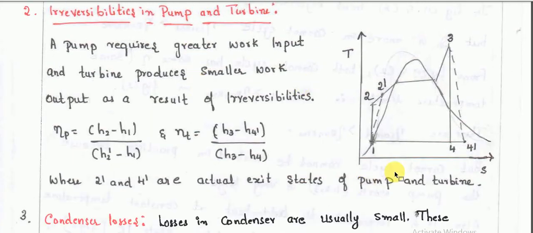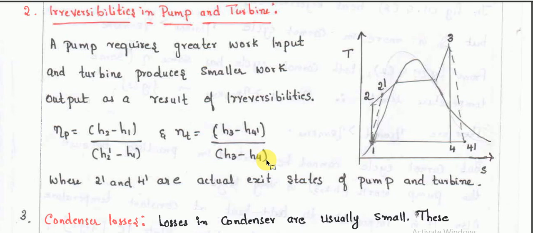So you can see here an ideal isentropic expansion looks like this, 3 to 4 is an isentropic expansion. But actually what happens is 3 to 4 dash. Isentropic compression is 1 to 2, but in an actual one it is 1 to 2 dash. So the turbine efficiency is equal to H3 minus H4 dash divided by H3 minus H4.